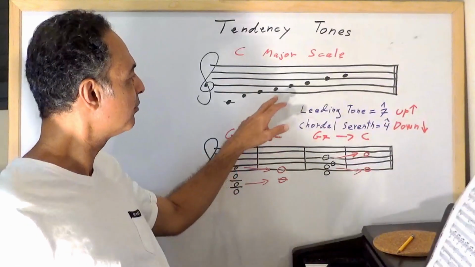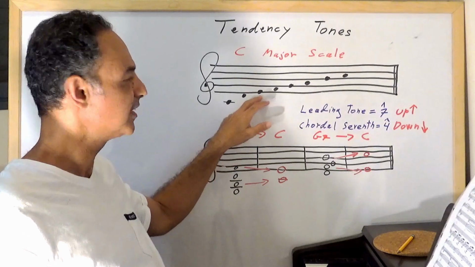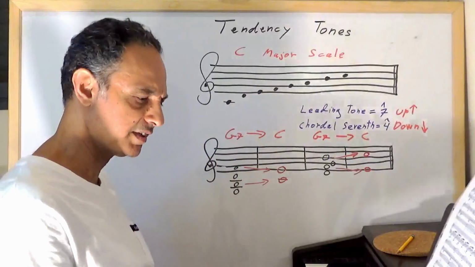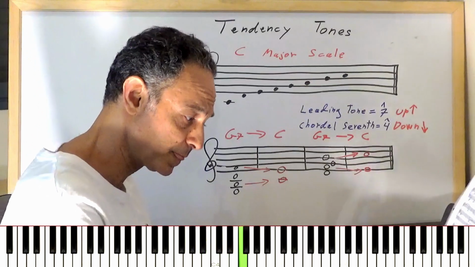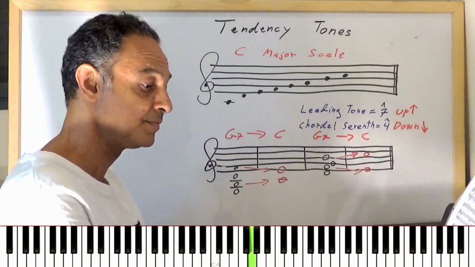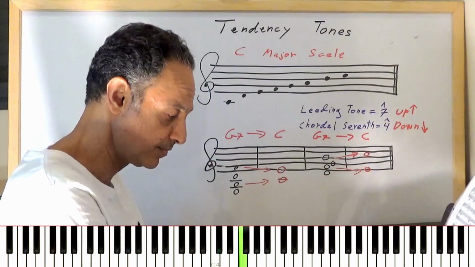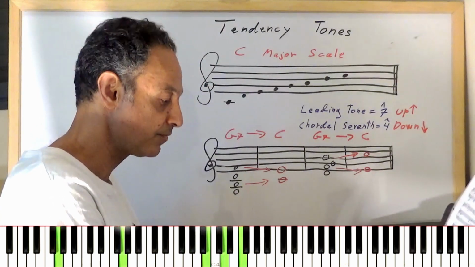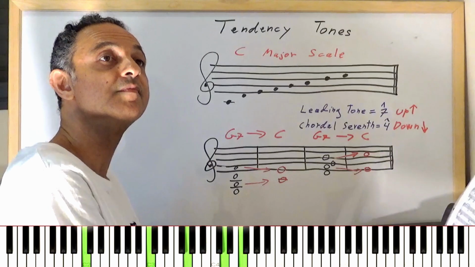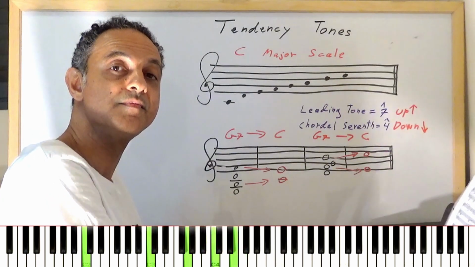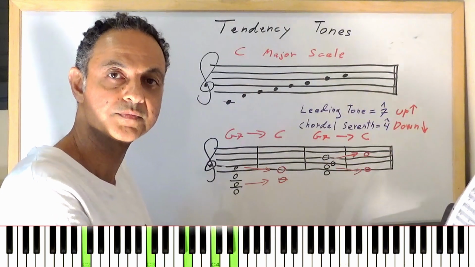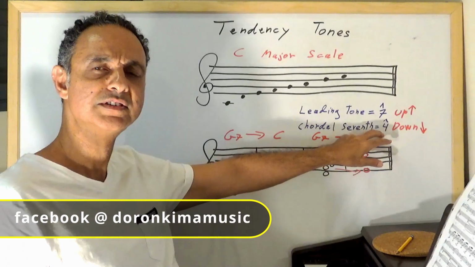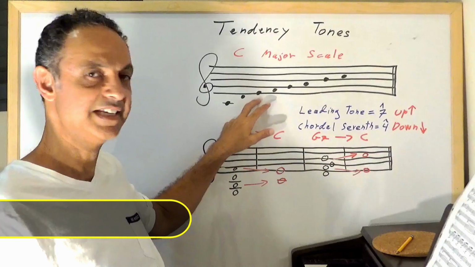Again, only when I resolve down the note F, down to E, only then I achieve some kind of resting point, some kind of ending. Listen to another example. So basically, scale degree number 4 has a strong tendency to resolve down by half step to the note E.